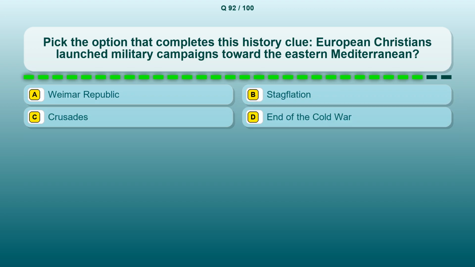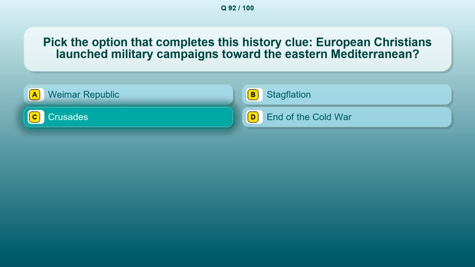Question 92. Pick the option that completes this history clue. European Christians launched military campaigns toward the Eastern Mediterranean. Option A, Weimar Republic. Option B, stagflation. Option C, Crusades. Option D, end of the Cold War.